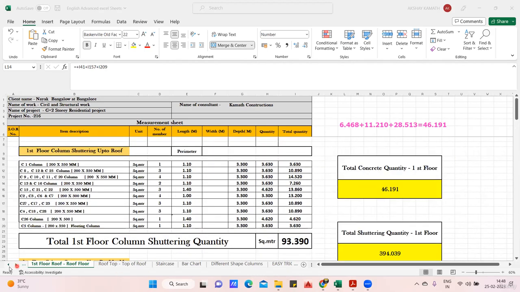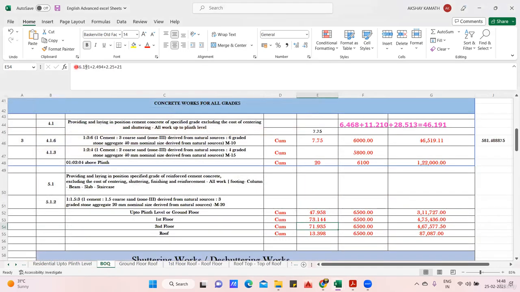So come to the BOQ now. In the BOQ, I've written the same thing. See, 46.191 plus this 2.494, which is the staircase concrete quantity in the first floor. 2.25 is the remaining lintel concrete quantity, and 21 is the remaining chhajja quantity. You're getting my point, no? That is why I added everything. Okay, fine. So the total concrete quantity required in the second floor is 71.931, and I'm going to keep the rate the same, that is 6,500.